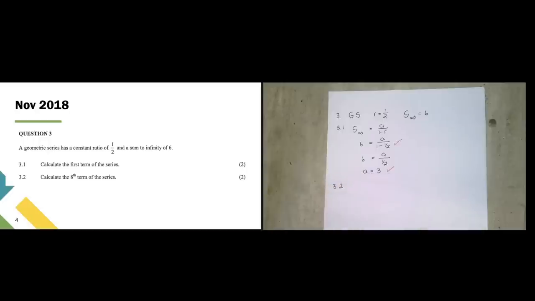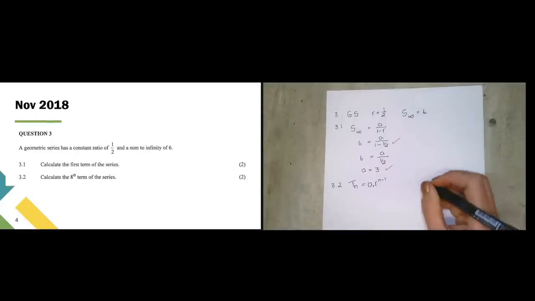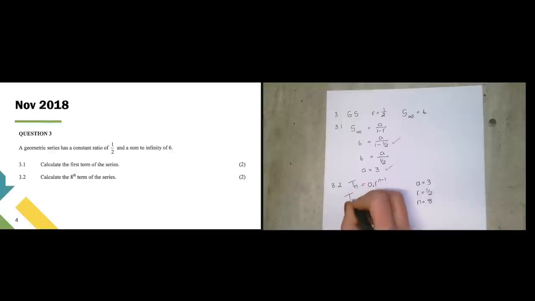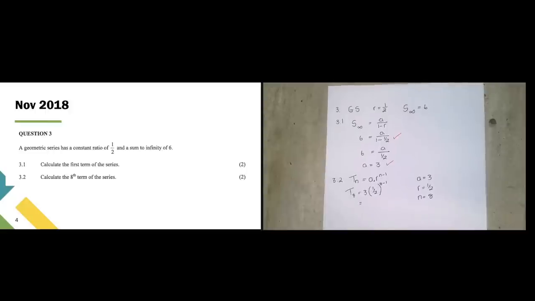Question 3.2. Calculate the 8th term of the series. Grade 12s, please read carefully. They said calculate the 8th term, referring to a term. So I need to use the term formula. How does that look again? For a geometric, Tn equals a times r to the power of n minus 1. What are they asking? The 8th term. So I've got to substitute in 8. Let's write down, what do we know? a is 3, r is equal to a half, and they're now asking the 8th term. So n is 8. So I can go term number 8 equals 3 times a half to the power of 8 minus 1. I can use my calculator, and I calculate the answer is 3 over 128. Once again, 2 marks, substitution and answer.